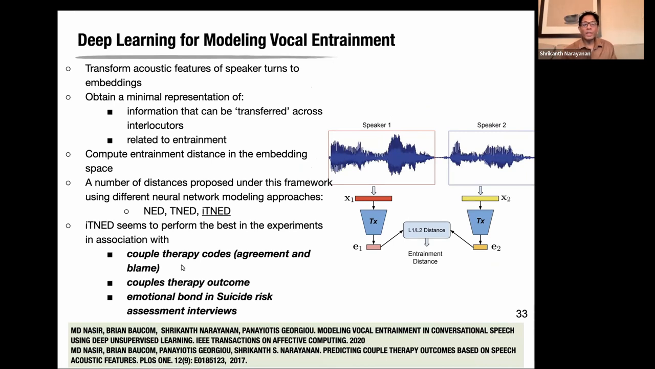And then we showed, in a recent paper in the Transactions on Affective Computing, that these computational proxies of entrainment can predict things where they have been implicated, like couple therapy outcome or emotional bond, and in suicide risk interviews and so on. So again, this is where computational methods can come and help us understand things in detail.